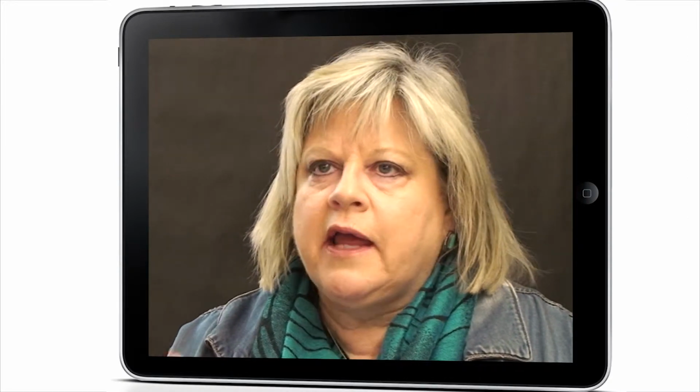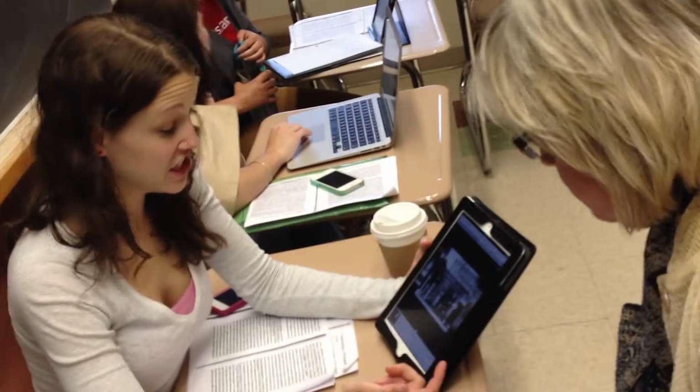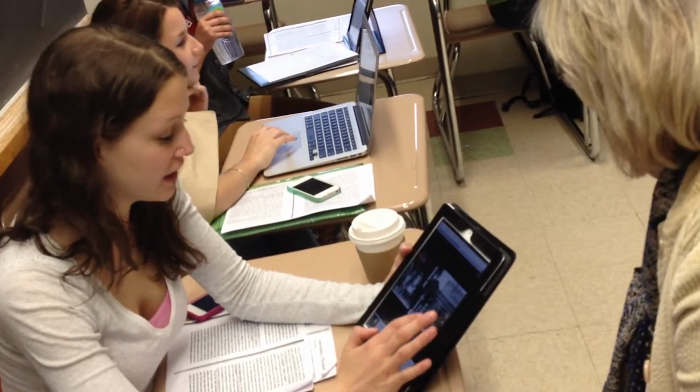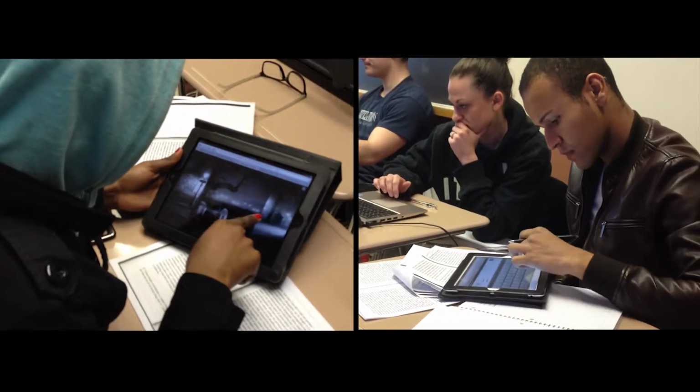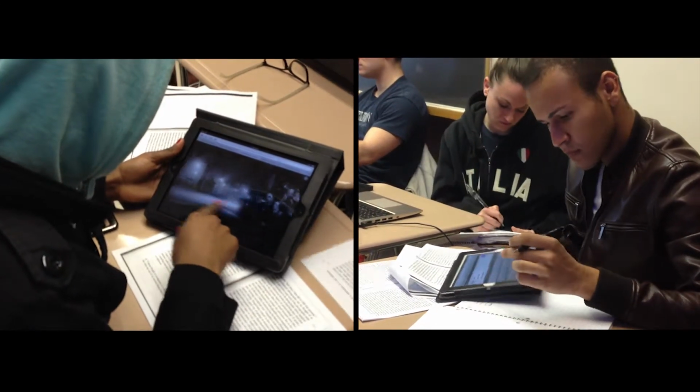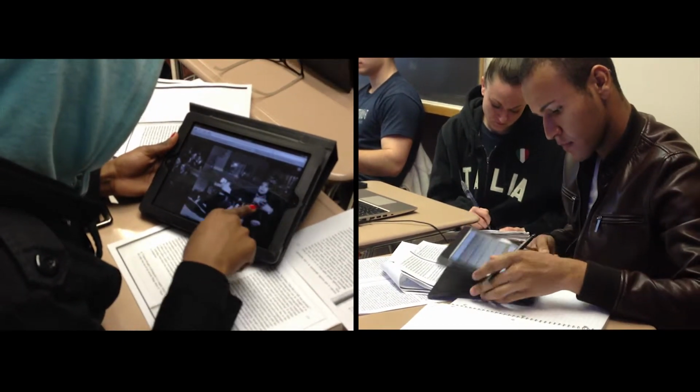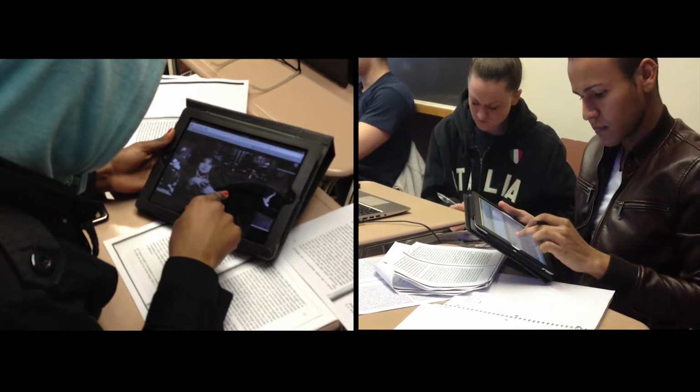Classes become a lot more interactive, meaning that I'm not just sitting up there talking. There are different kinds of things that we can do in class that I don't have to ask people to do outside of class. We can do it when we're together. So I think it's changed the way we think about reading and writing.